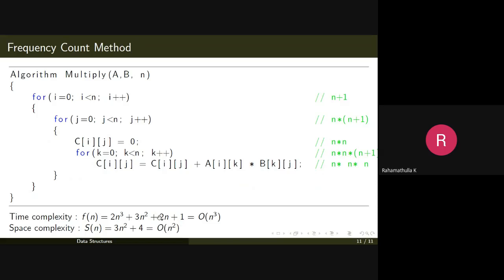What about the space complexity? A is an n by n matrix, B is another n by n matrix, C is also an n by n matrix. So it comes out to be 3n square plus 4. So the space complexity of this algorithm is order of n square, whereas the time complexity of the algorithm is order of n cube. So that is about the frequency count method of algorithm analysis.